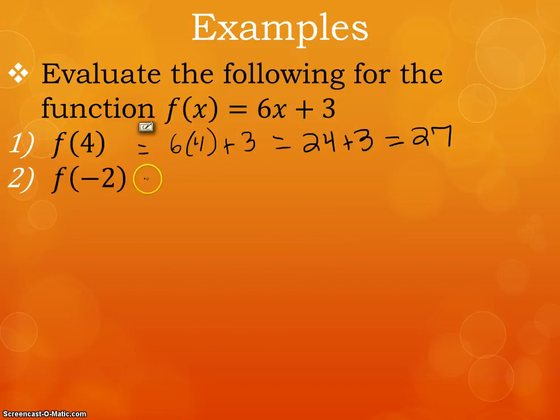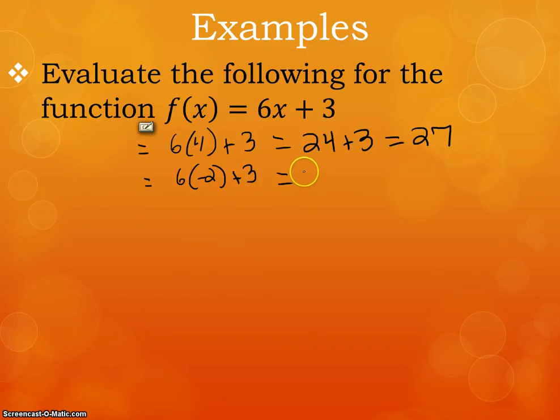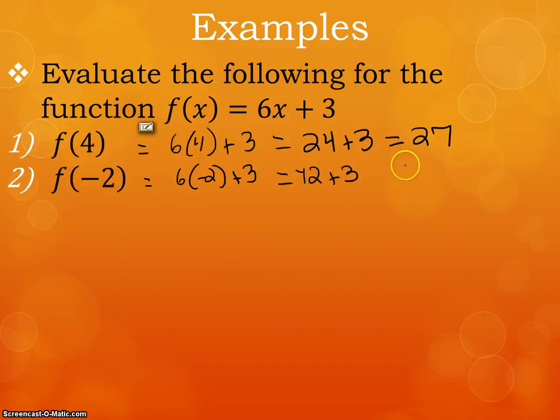F of -2. Well, again, the x is being replaced by a -2. So 6 times -2 plus 3 is -12 plus 3. I have no idea why that just deleted. There we go. Which equals -9.